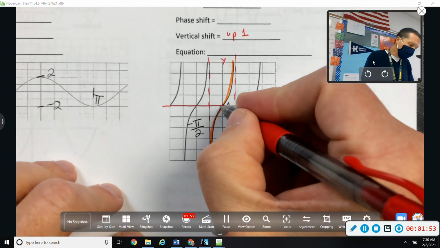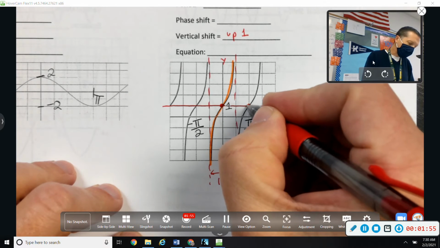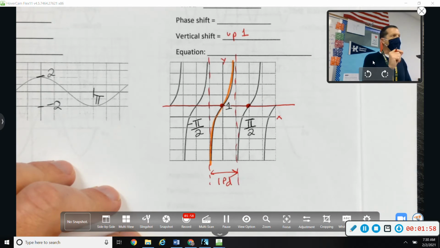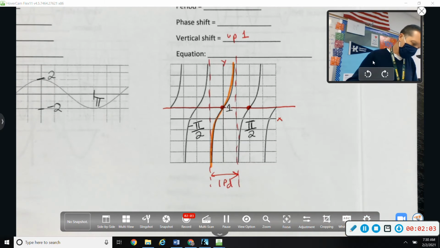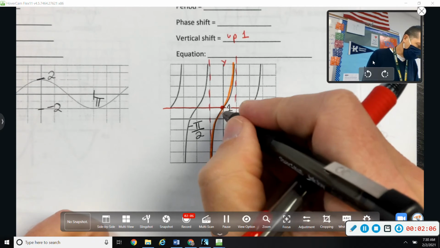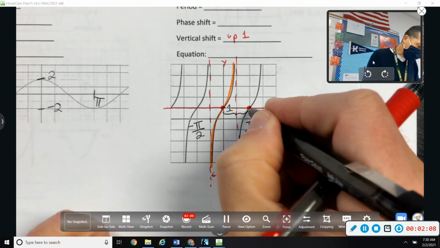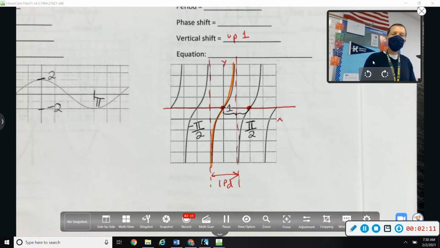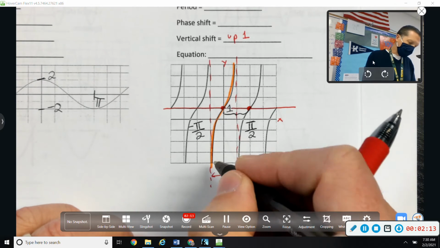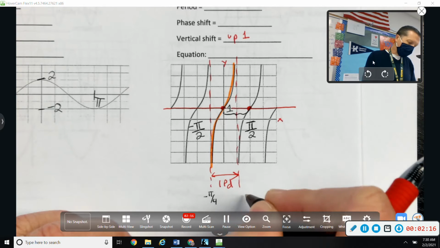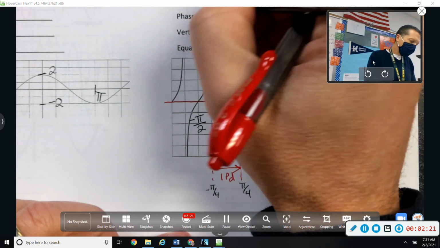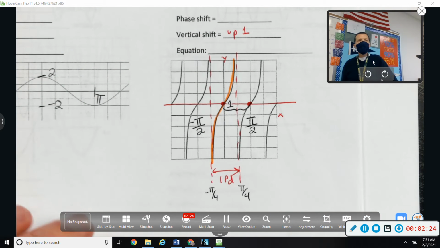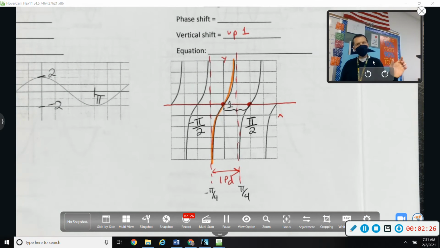You could also go 0 to 0. That's kind of how we do it when we're graphing. We start at 0 at the origin or at the new origin, and then go 1 period away. So from the 0, or the starting point, to the next 0 is pi over 2. If we look from asymptote to asymptote, it goes from negative pi over 4 to pi over 4. So that's pi over 2 as well. So the period is pi over 2, however you want to get there. 0 to 0 or asymptote to asymptote. Either one is fine.